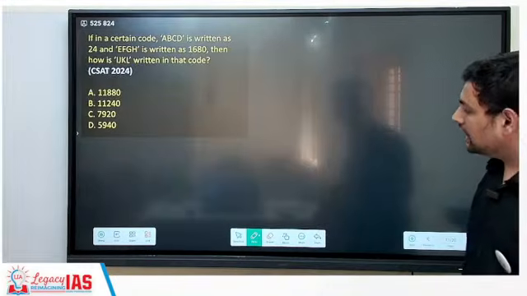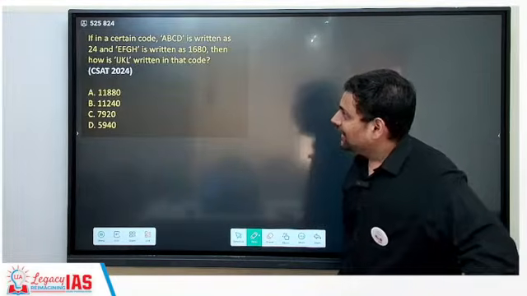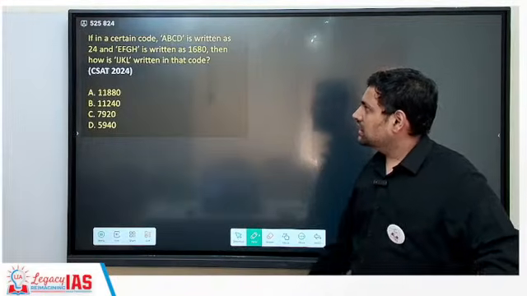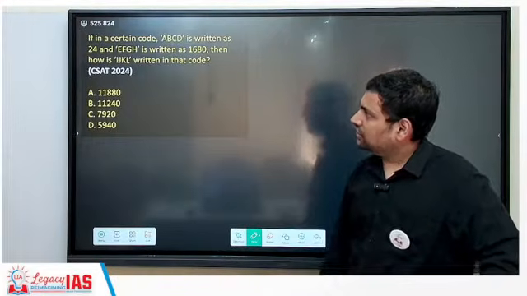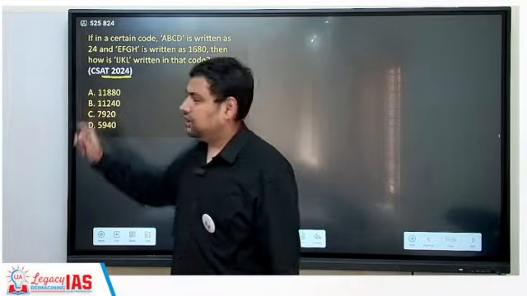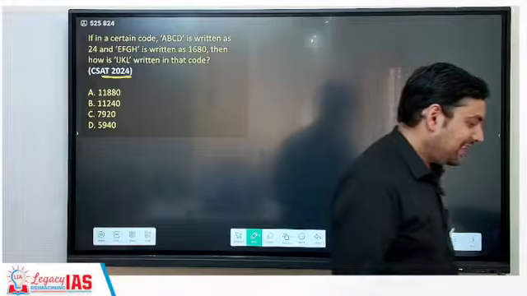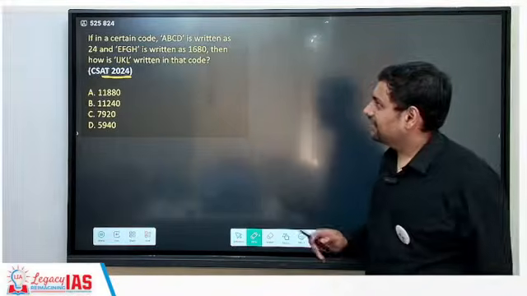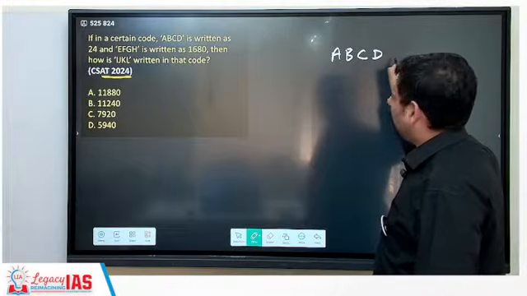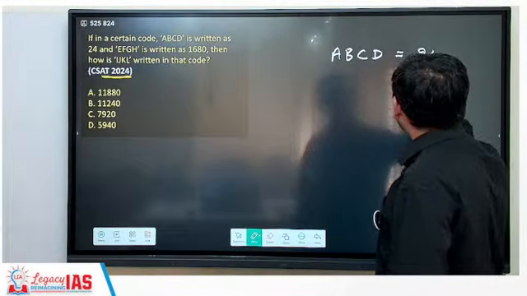Yeah, this is again a good question. ABCD is written as 24, EFGH is written as 1680, then IJKL is written as what? This is from CSAT 2024, very near. Okay, just last year. So let's see this. This is ABCD being written as 24.